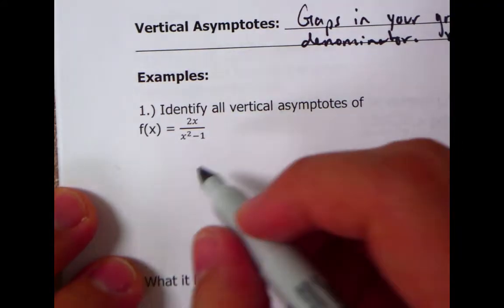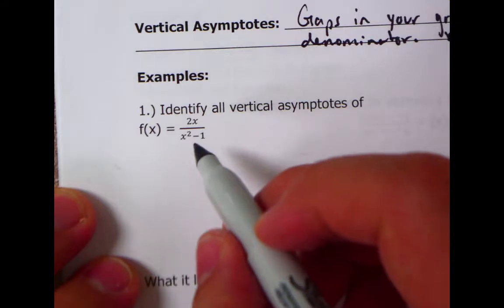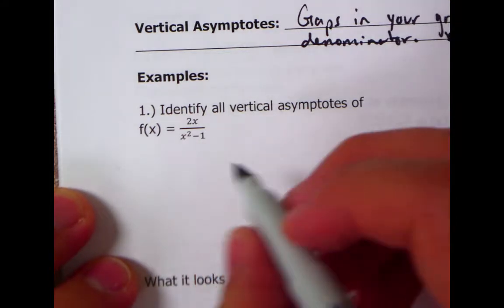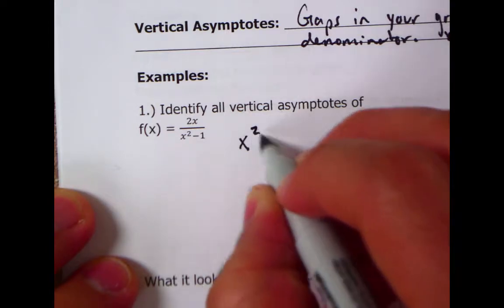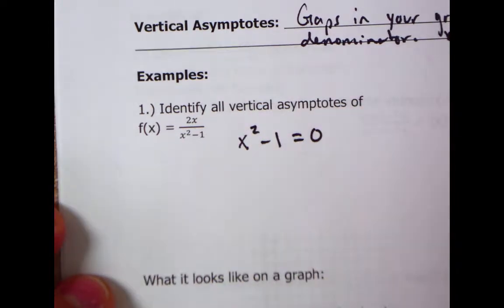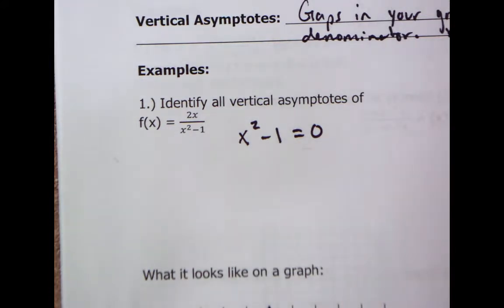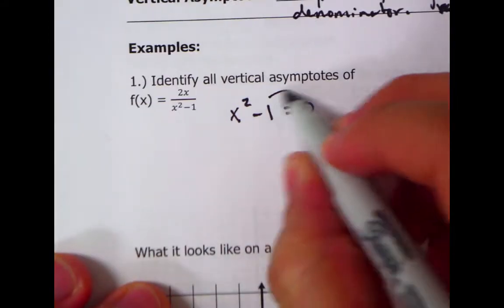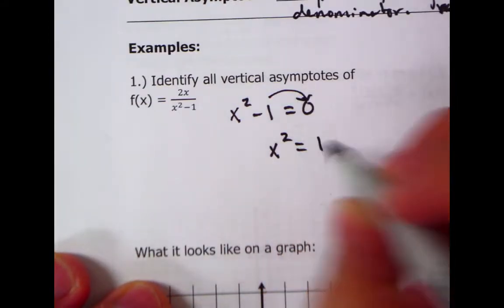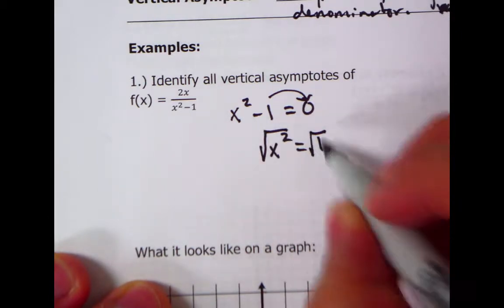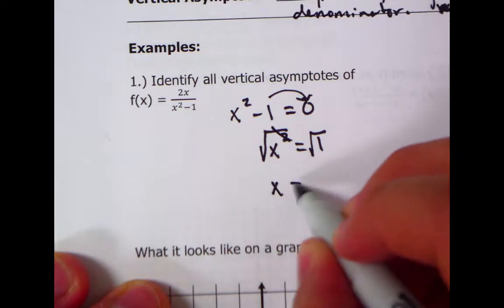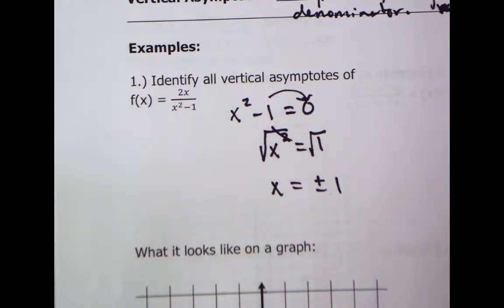So how do we figure out what numbers are going to give us 0 in the denominator? Well, we can do this pretty simply by just setting the denominator equal to 0. So if I take the denominator, x squared minus 1, and I set it equal to 0, I can figure out what values of x are going to give me 0. So I add the 1 over, so I get x squared equals 1. I then can square root both sides, giving me x equals plus or minus 1. So that tells me that there is going to be a gap at positive and negative 1.